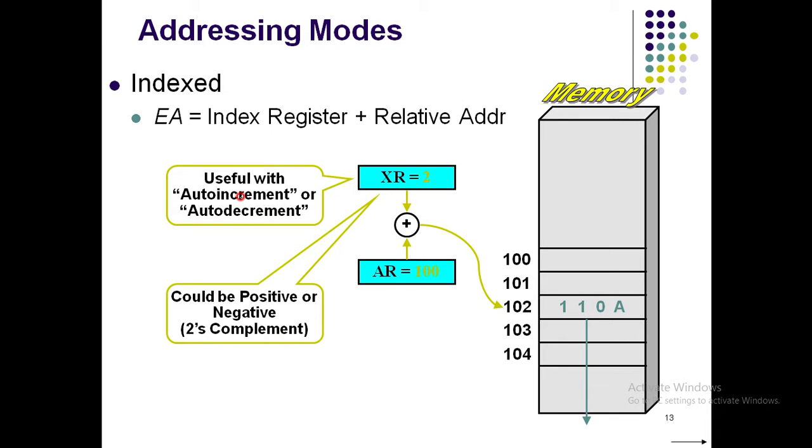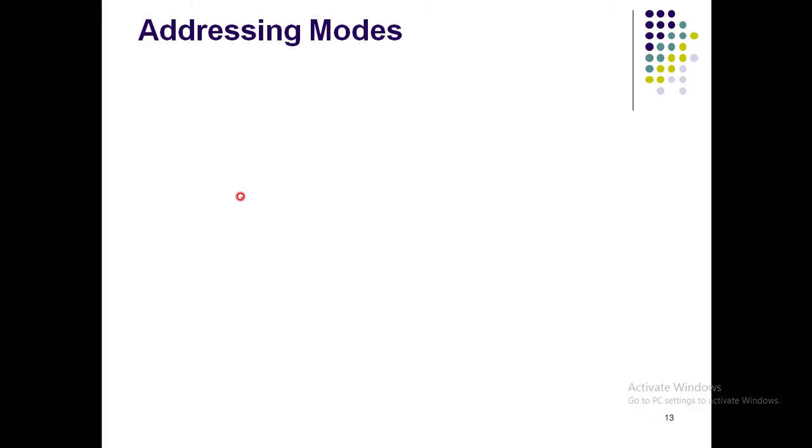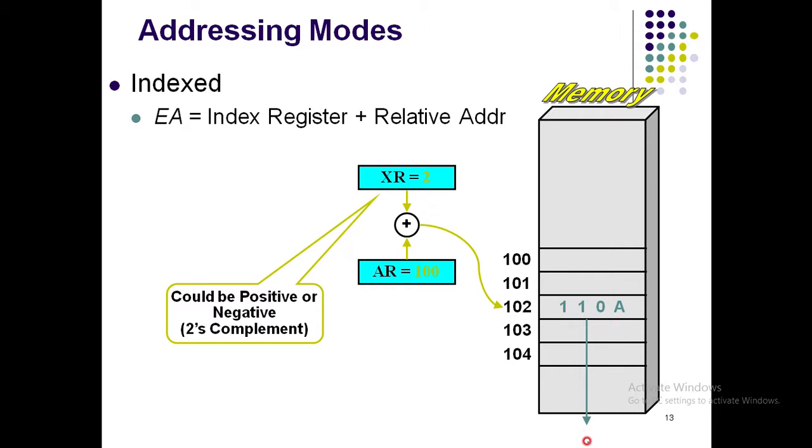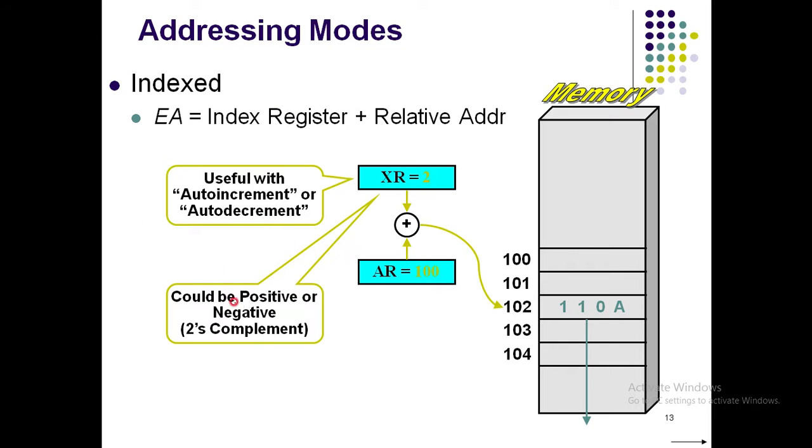This diagram is clear. If you want, I will give you a small recap here itself so that it's very clear. So what is happening? XR is 2, AR is 100. Both would get added up. XR and AR are nothing but your index register and relative address, which will go to 102. It will fetch the operand from there and you will get the answer. So these two are nothing but minor things. We are just trying to tell you that it could be a signed or unsigned number and where it is helpful.